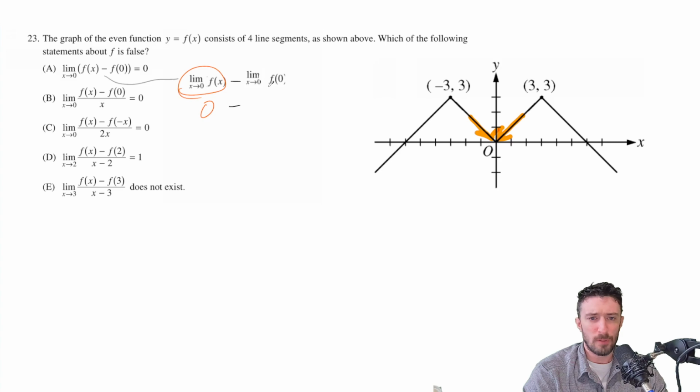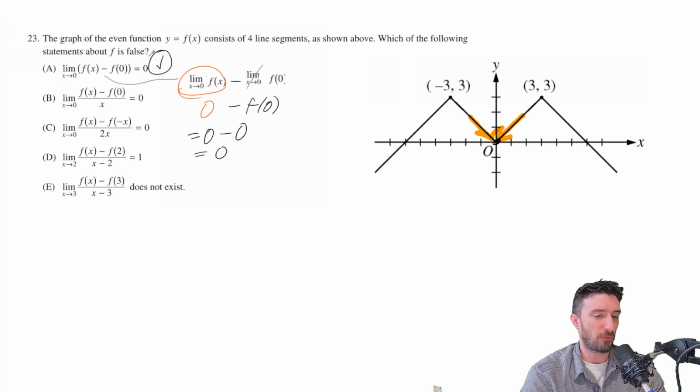And then for the other one, there's actually no x in here. So because there's no x, it doesn't matter what x is heading towards. So you can actually just ignore that and say it's f of 0. But f of 0 is 0 as well. It's the value of the function at x equals 0, which happens to be 0. A lot of zeros floating around here. But 0 minus 0 gets you 0. That means that this one checks out, so it's not the one that's false. So the answer is not A.